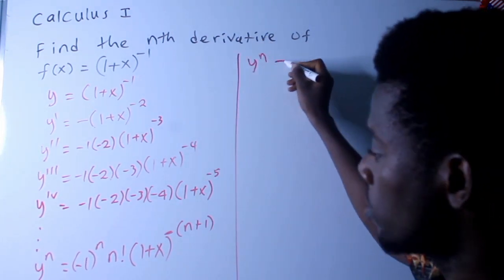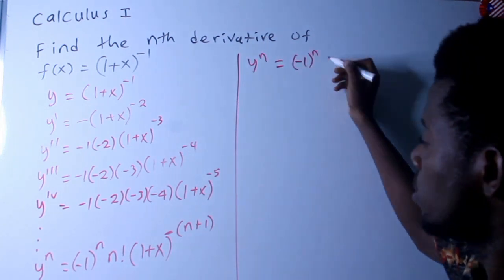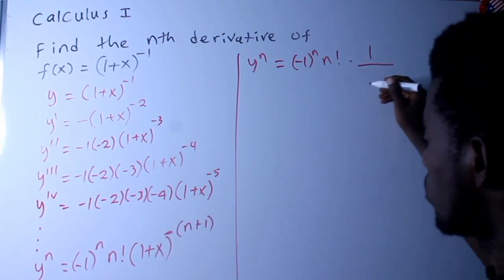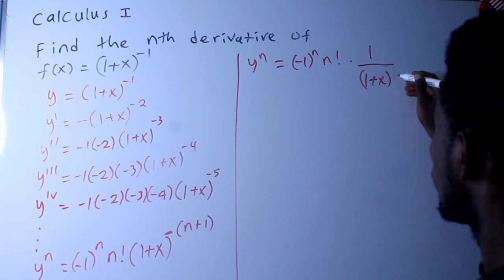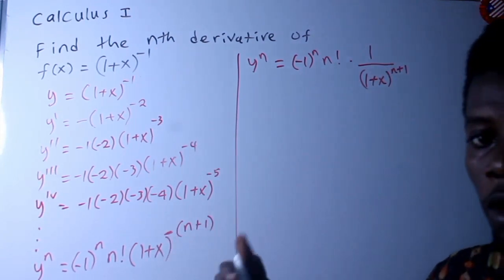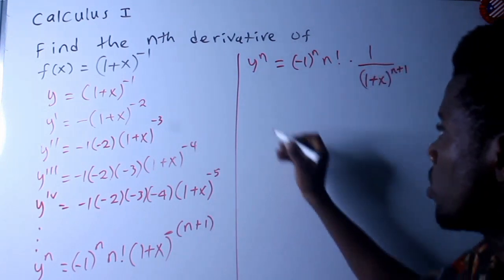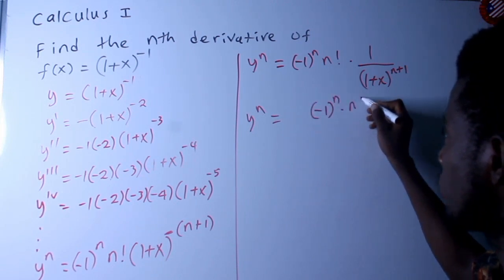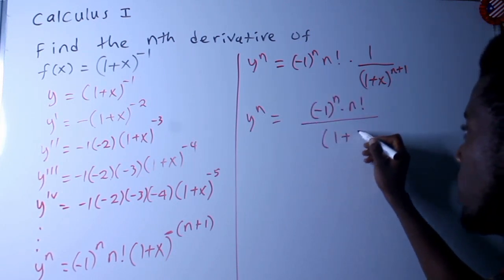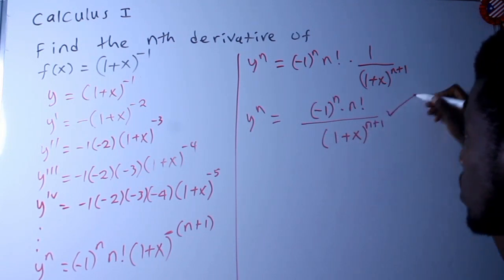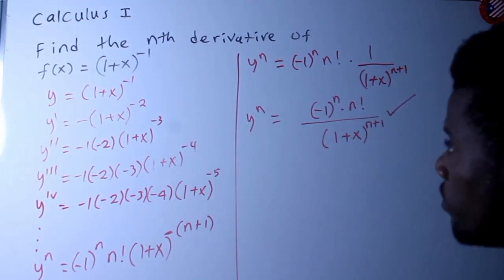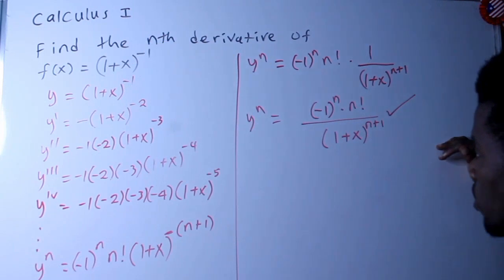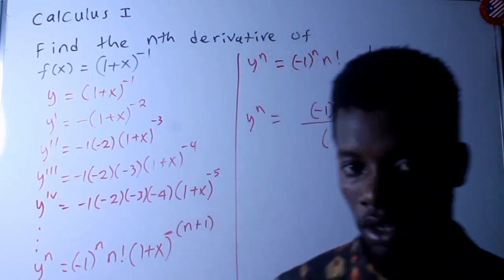Then we have y to the n is equal to -1 to the power of n times n factorial. This goes in the denominator. We have 1 over (1 plus x) raised to the power of n plus 1. So this negative becomes positive because it goes in the denominator. So I will just simplify. y to the n will be (-1) to the n times n factorial, all divided by (1 plus x) raised to the power of n plus 1. Ladies and gentlemen, this is the nth derivative of the function (1 plus x) to the power of -1. Using this, I can find any derivative. I can find the 50th derivative, the fifth derivative, and so on.